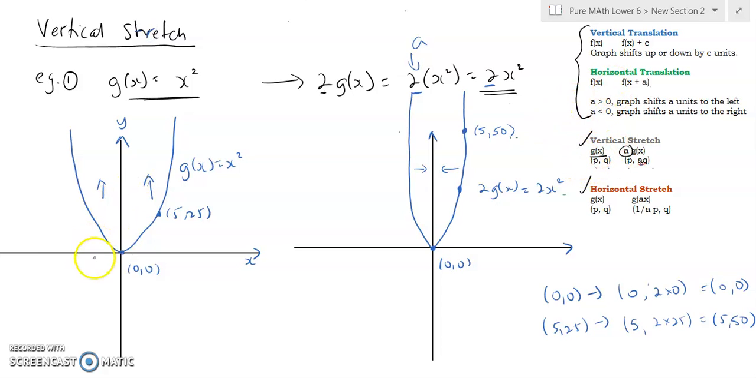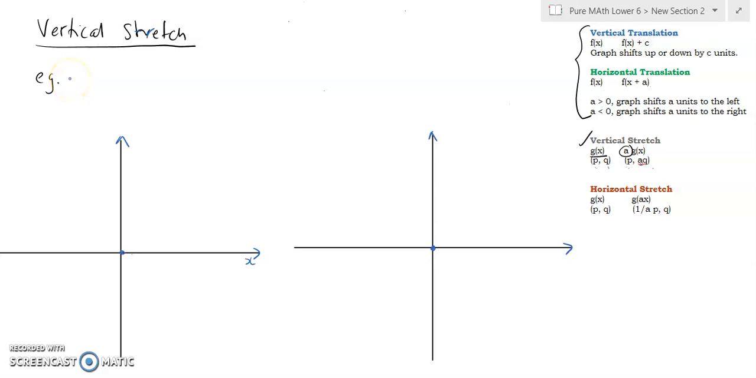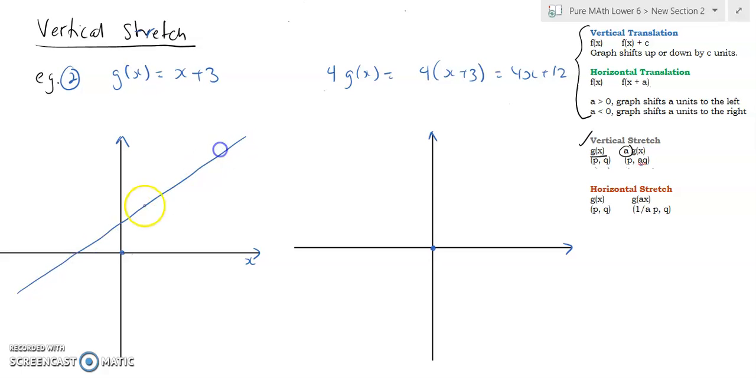Now let me go to another example on the vertical stretch. Example 2 will go like this. Say my g of x were linear, x plus 3, and now I want to change it to, say, 4 times g of x. This becomes 4 times (x plus 3), which becomes 4x plus 12. Right, so the x plus 3 line will just be a straight line, and it will go something like this. And this point here will be (0, 3), and so on, right? This point here would also be (-3, 0).